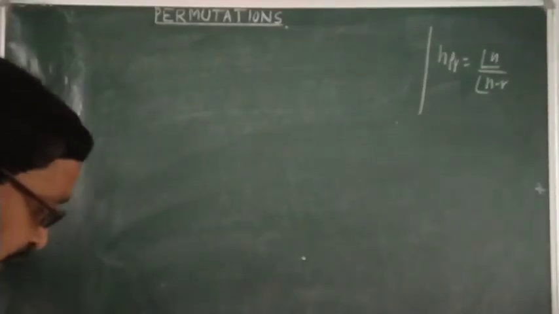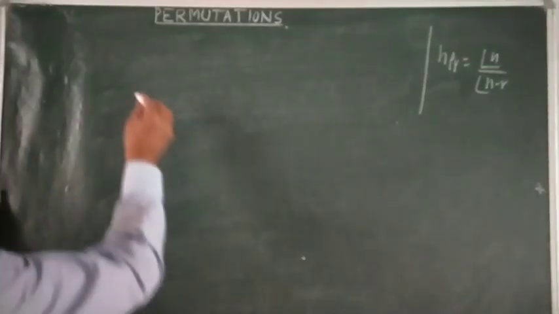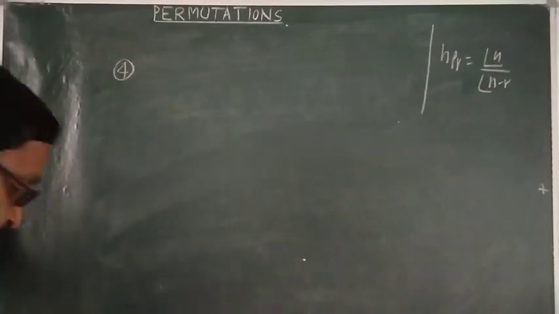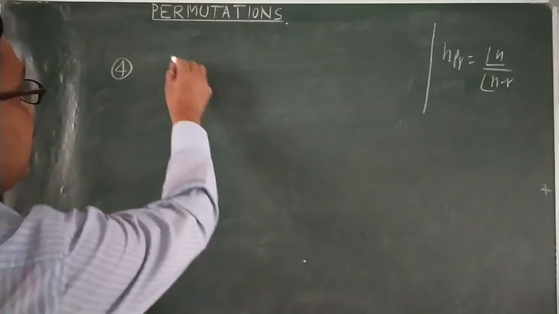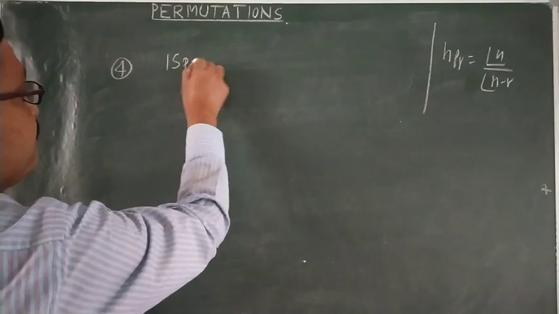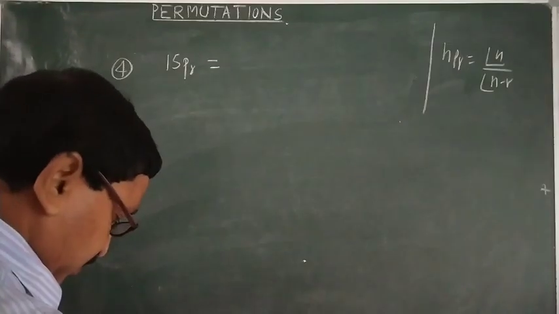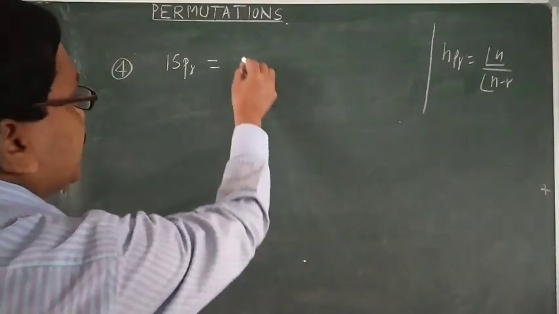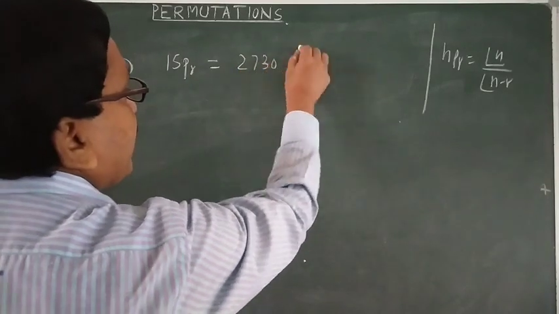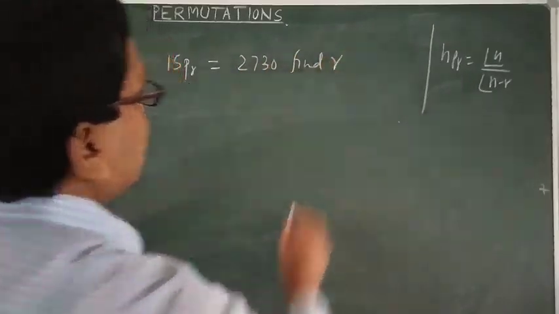The formula will remain on the board. Now moving toward the second question, number four from your book. 15Pr is equal to 2730. Find the value of r.